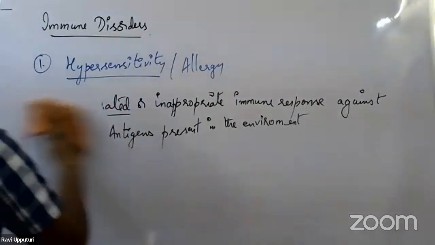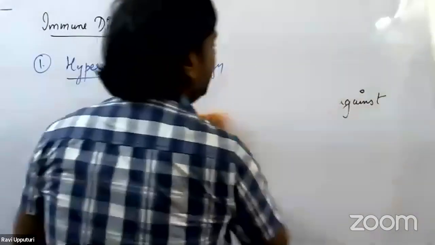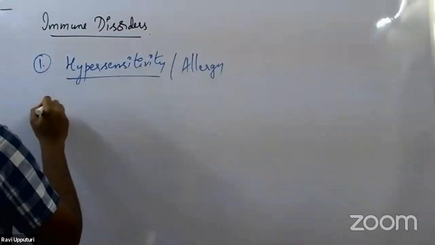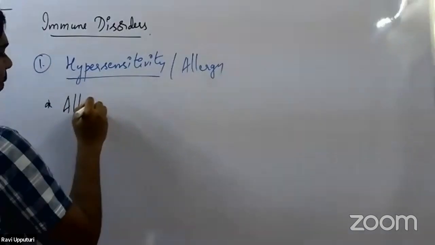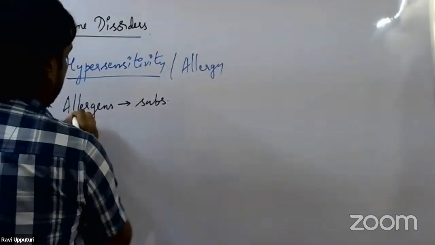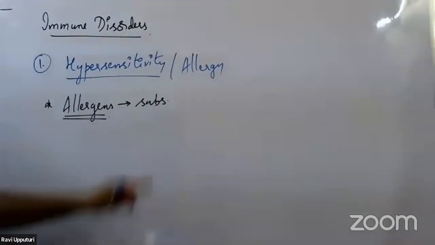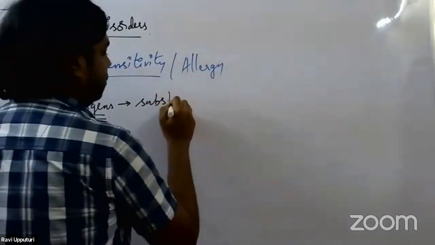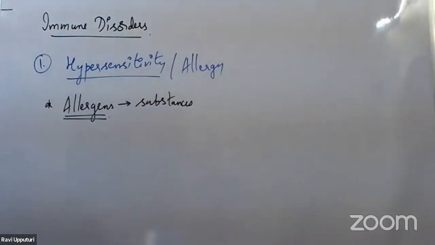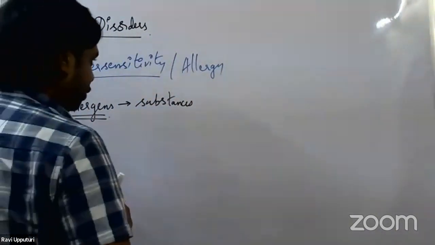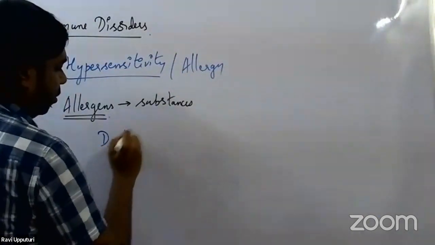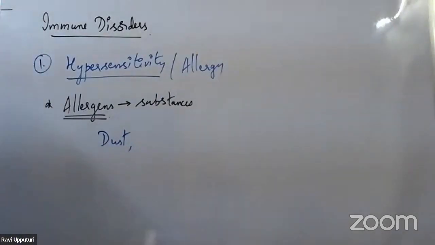Now, the substances which bring about this allergy, we start calling them allergens. So what do we mean by allergens? Allergens are nothing but substances which cause allergy. We start calling them allergens, right? So what examples can we give for allergens here? One example we can give is dust, right? So dust is one of the allergens.